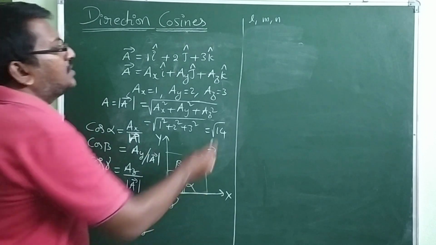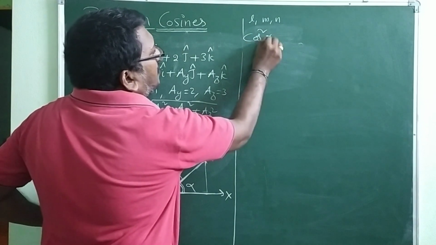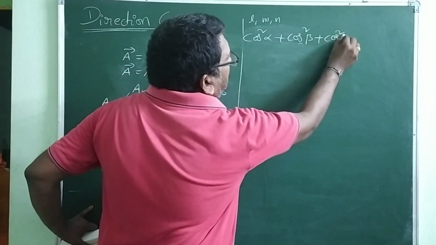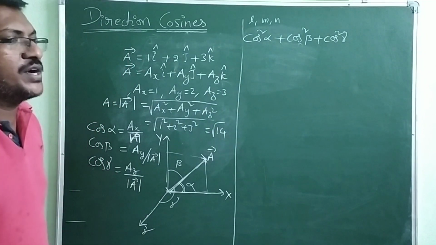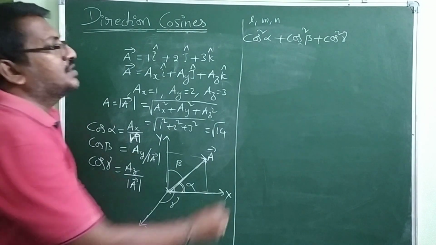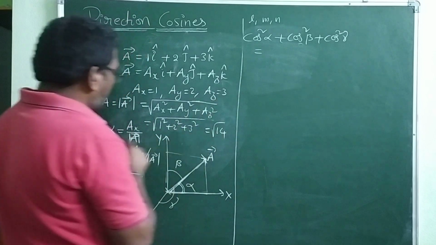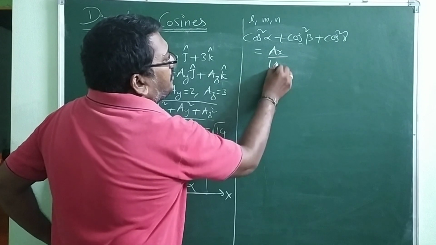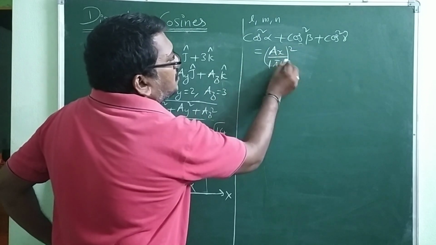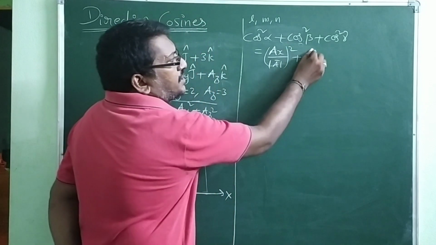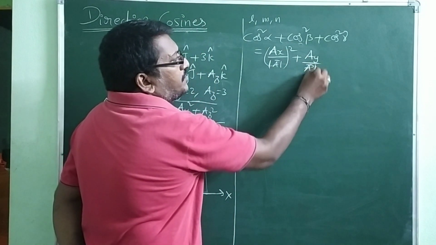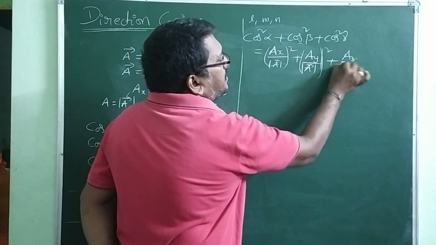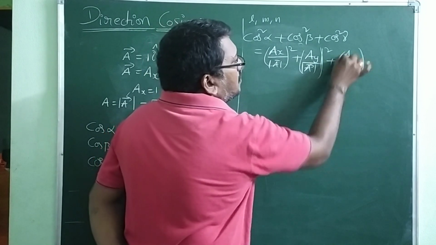So from this we now know, taking cos square alpha plus cos square beta plus cos square gamma. What is the value of cos square alpha, cos square beta and cos square gamma? Cos alpha is Ax by modulus of A bar, so we take Ax by modulus of A bar whole square, plus similarly cos square beta is Ay by modulus of A bar whole square, plus cos square gamma is Az by modulus of A bar whole square.